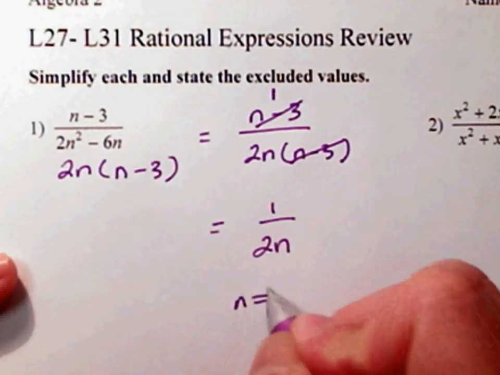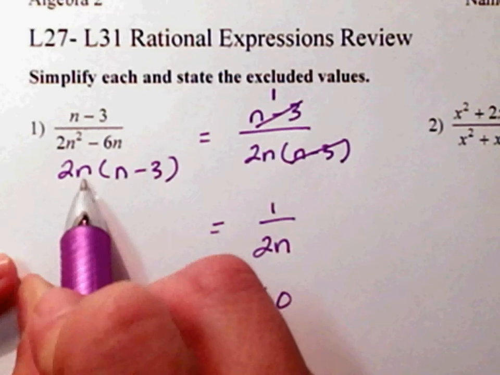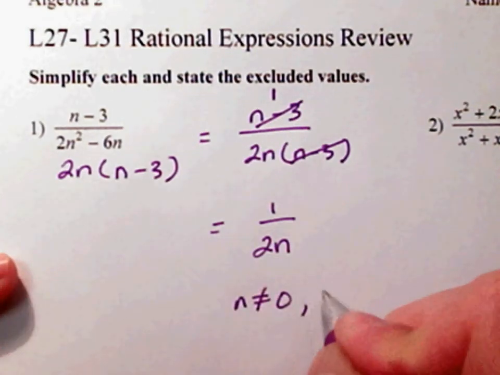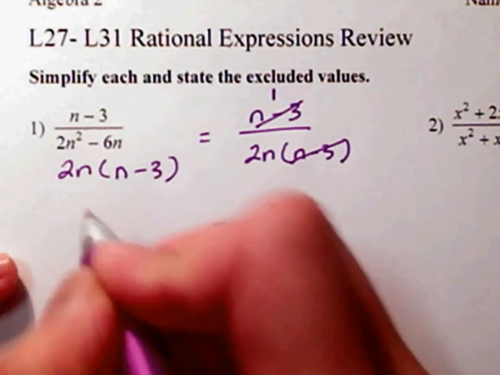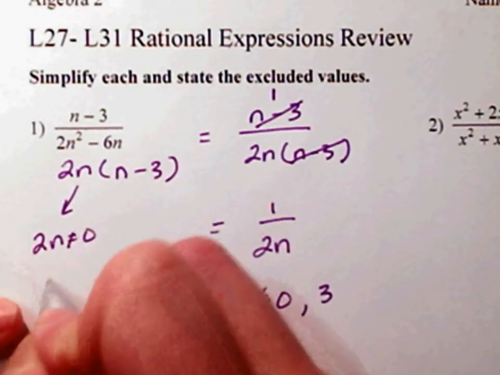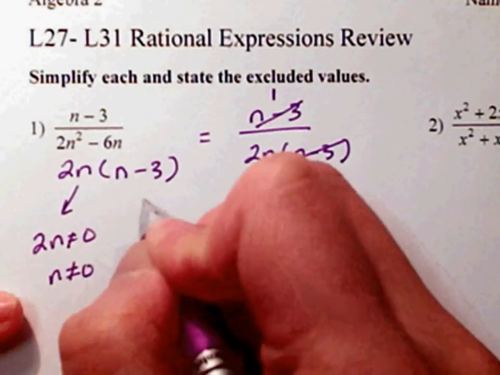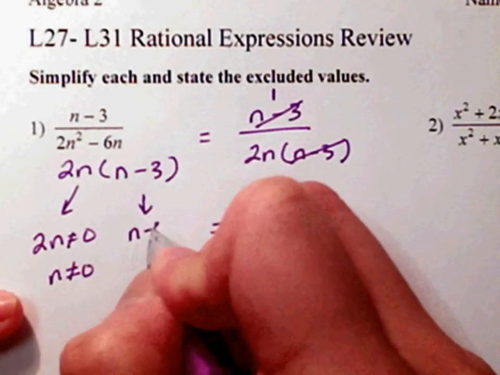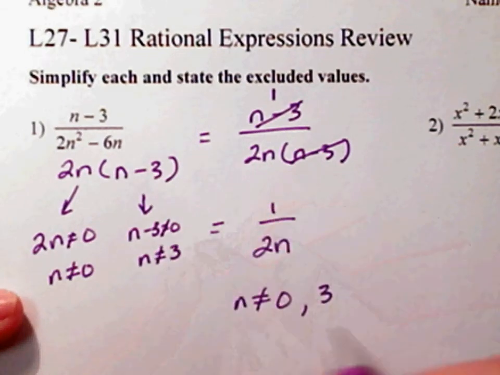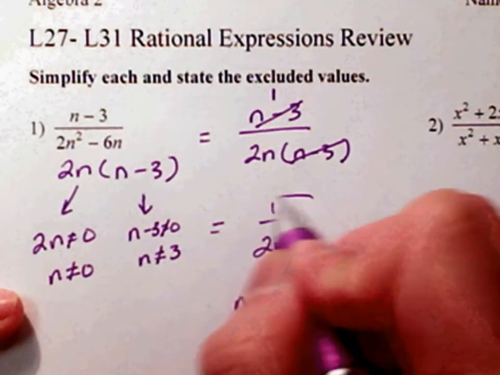And n cannot be 0. You can't have 0 in your denominator. And n cannot be positive 3. The way you can do that is you can set that equal to 0. Solve. N cannot be 0. That one, n minus 3 is equal to 0. N cannot be 3. So that's how you can find that solution.